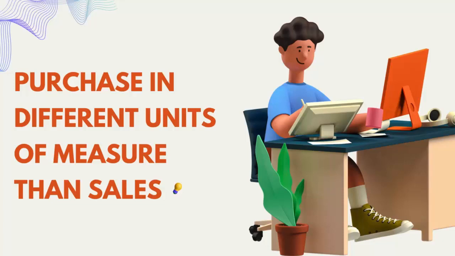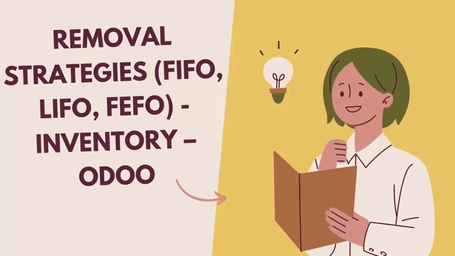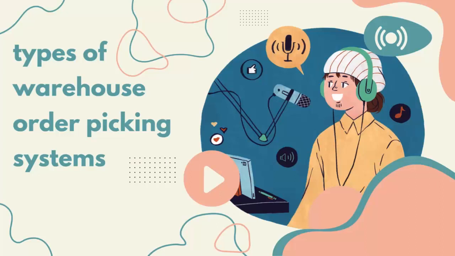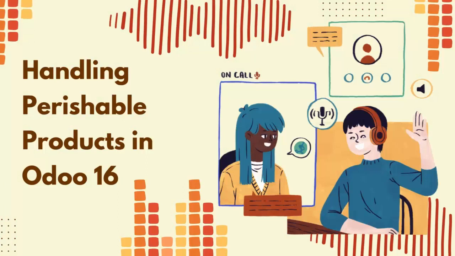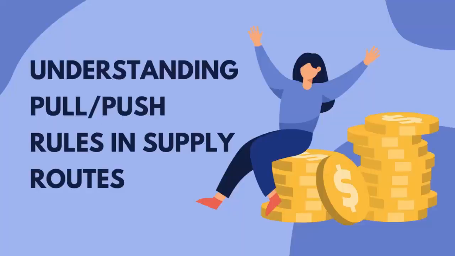There are more details like Odoo 16 Inventory, a step-by-step guide to push-pull rules. Removal strategies: FIFO, LIFO. Types of warehouse order picking systems. Handling perishable products in Odoo 16. How to configure lots and serial numbers in Odoo 16. Understanding pull-push rules in supply routes. Use lots to manage groups of products.